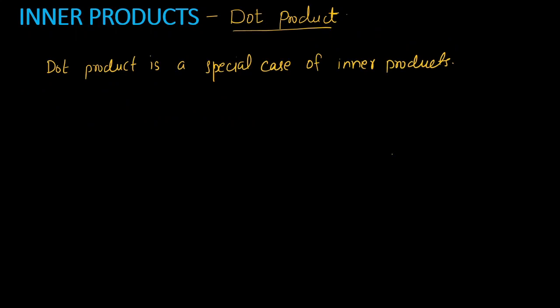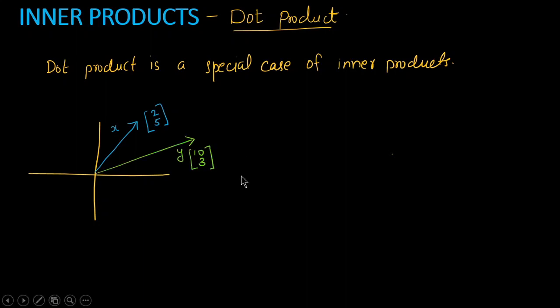First one, dot product. Dot product is a special case of inner product. It also gives a real number corresponding to two vectors. Assume we have an xy plane like this, and this is the vector x that has coordinates 2, 5. Then y is 10, 3. Those are the coordinate values for the vectors. Then how do we find the dot product? We represent it like x dot y. So x is a vector and y is also a vector.